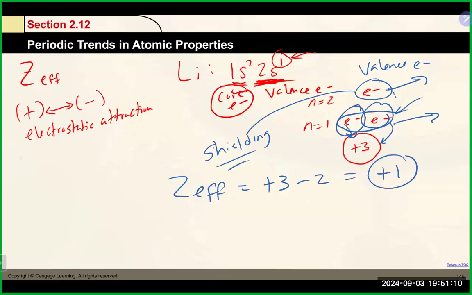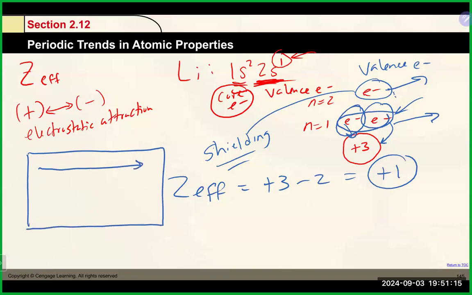Now, in terms of the periodic table, effective nuclear charge increases as you go up and to the right and decreases as you go down. If you think about it, as you go to the right, the atomic number increases, so the number of protons increases, which means the nucleus has a much larger positive charge than someone to the left. They have fewer protons and less positive charge pulling on the electrons. Any questions on that?